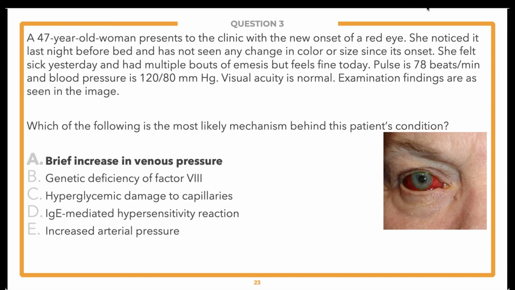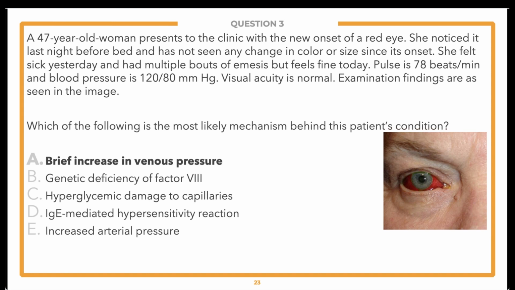Hyperglycemic damage to capillaries. This is often seen in diabetes mellitus, and that can cause recurrent subconjunctival hemorrhage. And genetic deficiency of factor VIII. This is seen in hemophilia A, an X-linked recessive disorder.